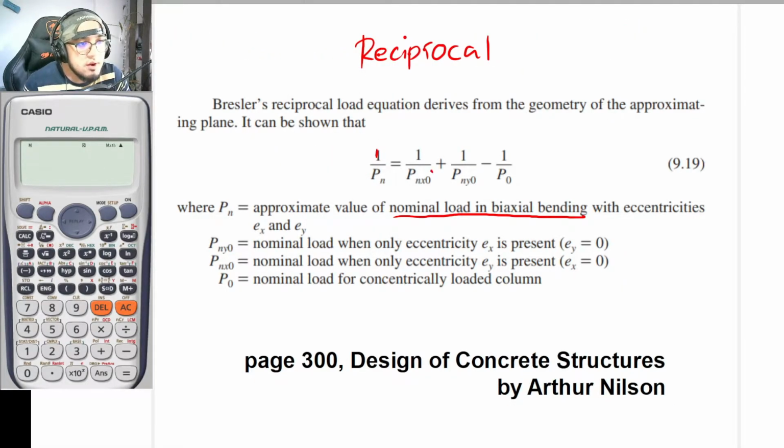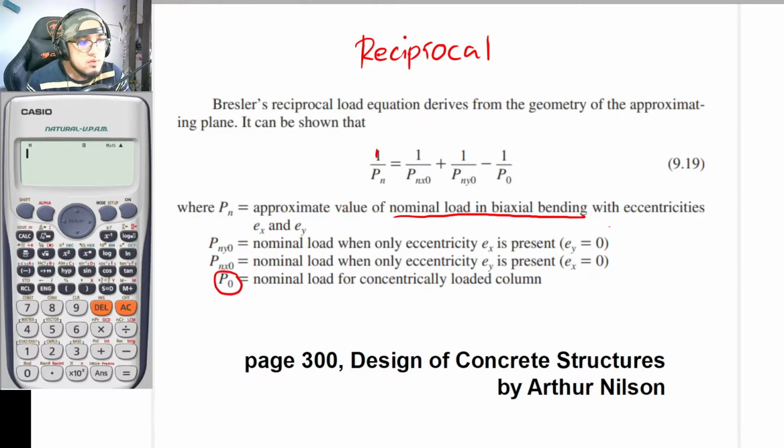So what are your Pnxo, your Pnyo, and your Po? Your Pnxo is the nominal load when only eccentricity y is present. In other words, this is its uniaxial bending nominal load. And this Pnyo is the same, it's just that only EX is present. So you remove the EY and the EX respectively for you to get the values of your Pnyo and Pnxo.